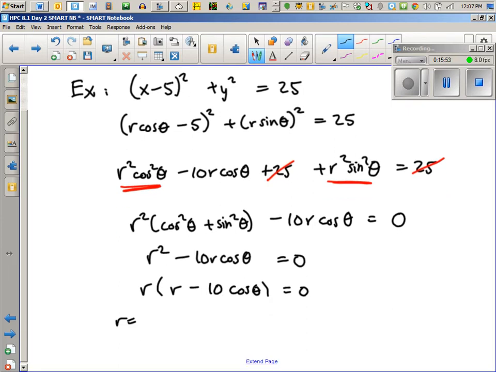One, a graph of the pole. This happens quite often. That's just a plot of the origin alone. Not very interesting. But the other one's more important. What does this tell us? R equals what? 10 cos theta.